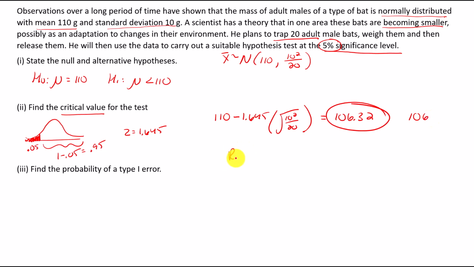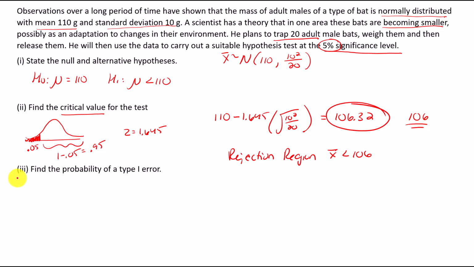So what we do know from that, even though this is not what you were asked, you need to understand that if you were asked the rejection region, you would say when the sample mean is, in this case, we're going less than, so when the sample mean is less than 106, that would be your rejection region. If they ask you for the critical value, it's just this, okay?